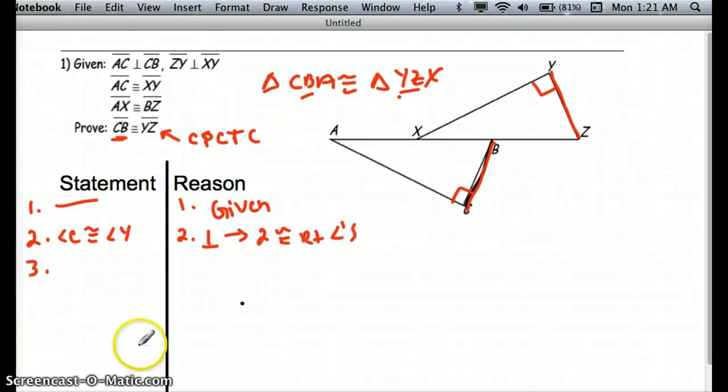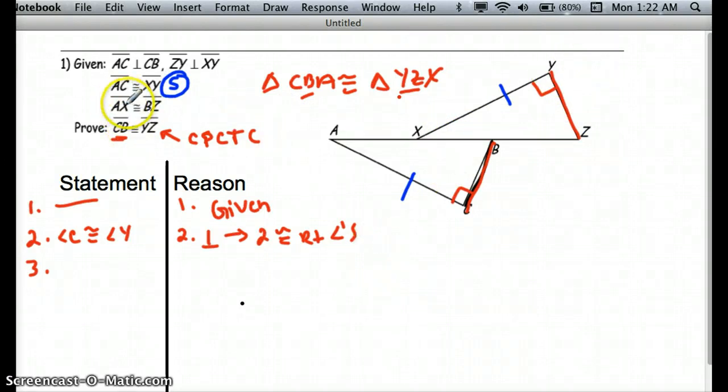Okay, so number 3. Let's go to the next given. Given AC and XY are congruent, so AC is congruent to XY. So we'll just mark them off. And what you want to kind of do is put a little S there. We have a side of this triangle that we're trying to get congruent. So that's important to know.